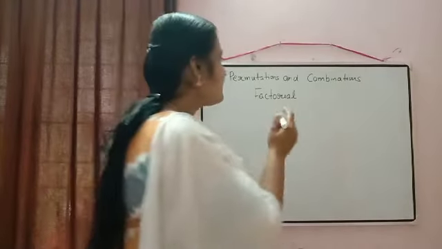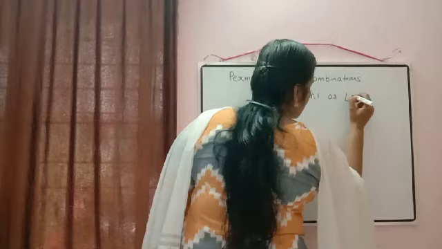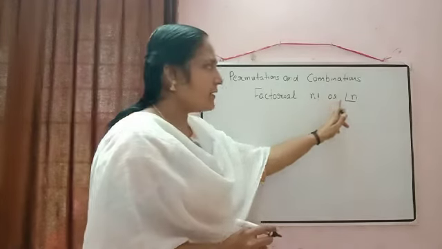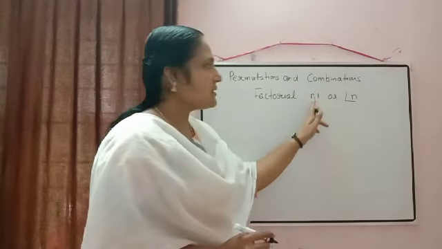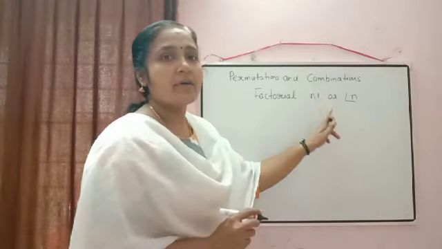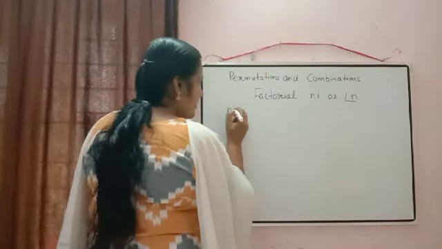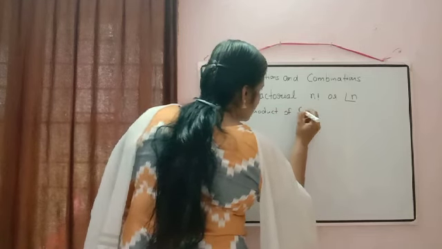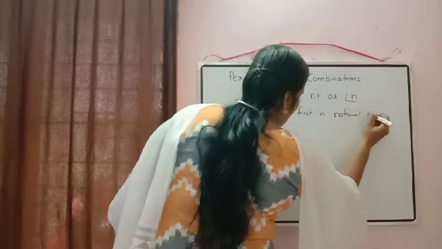So first you can write down the concept, then we can study in detail. Just write down n factorial, or it is represented in this way, n factorial. This is the symbol for factorial, or it can be written in this way also. Usually in our textbook, this symbol is used. So just write down the definition. N factorial is the product of first n natural numbers.